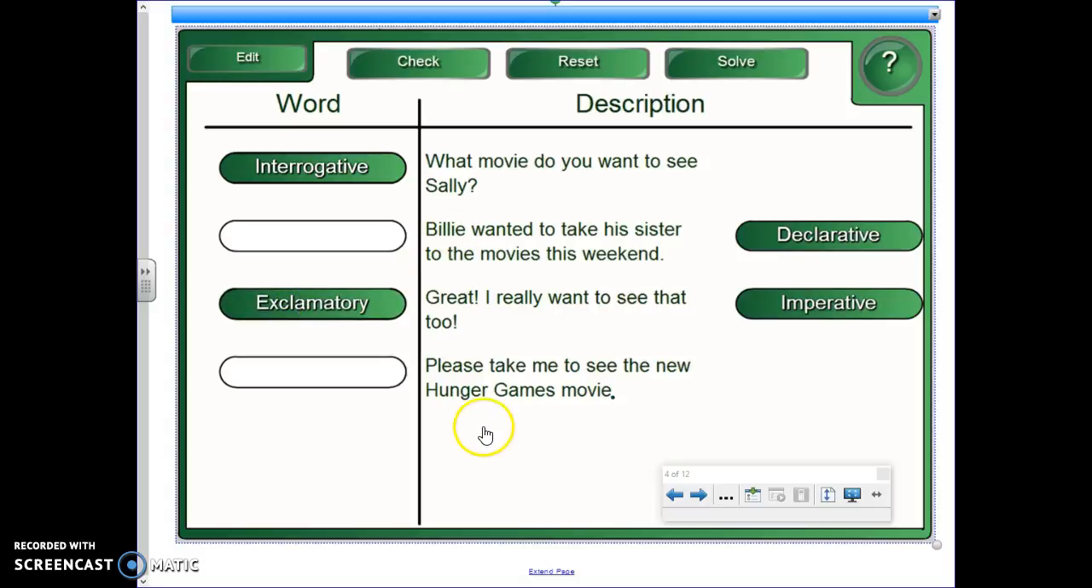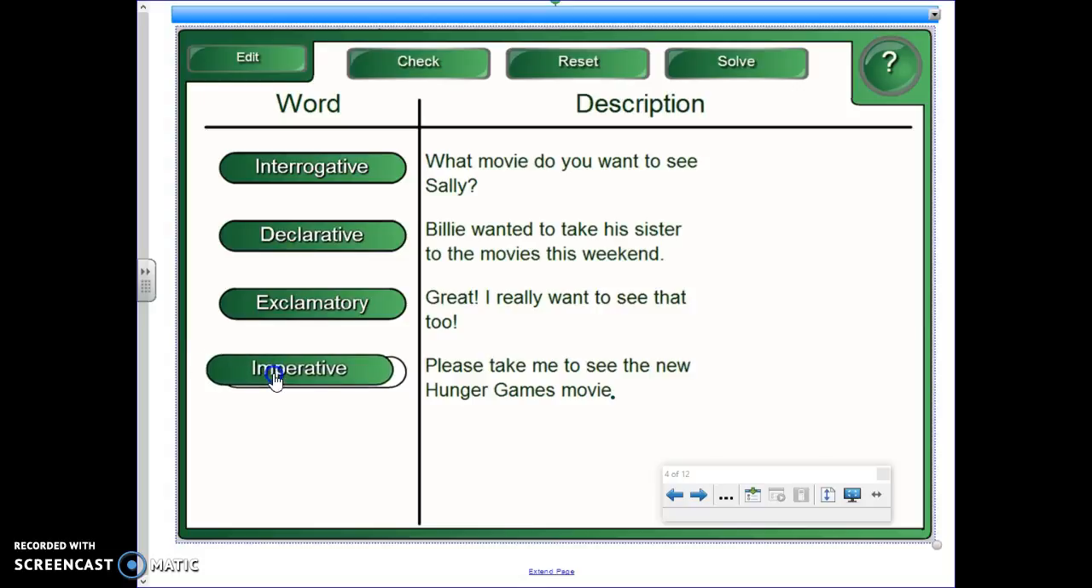Here there are 2 exclamation points, so those fit here. Now looking at the other 2, which one is a command? "Please take me to see the new Hunger Games movie," or "Billy wanted to take his sister to the movies." So this is just declaring and giving you information, whereas this one is actually commanding something. And then we check it and everything is correct.